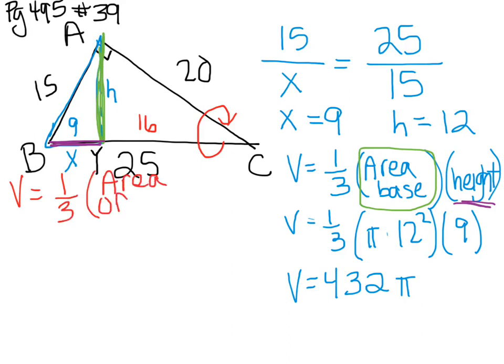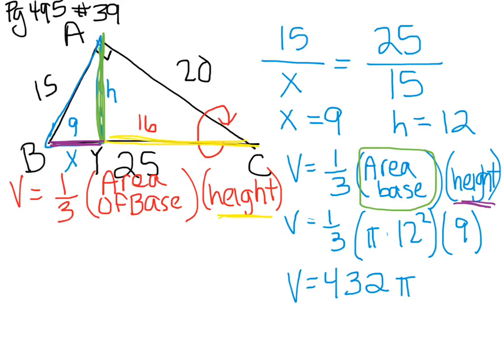Again, I have 1/3 area of the base times the height. And let me emphasize something here again. YC is the height of the cone that we have. And H, what we had before, is going to be the radius of the base. So that's going to help us find the area of the base.